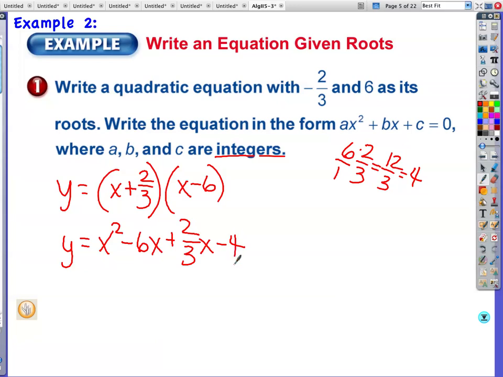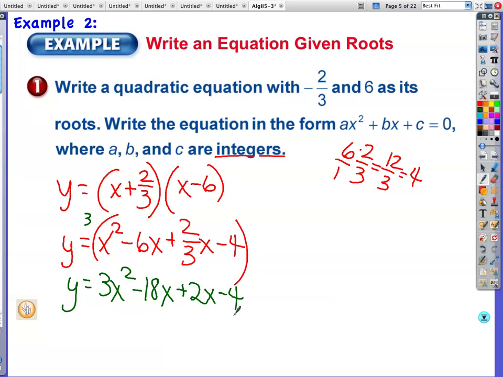Ooh, you know what I'm going to do even before? I think technically I should probably add this to this, but you know what we're going to do? Let's take the entire equation. I think this will be easier for you. Let's take the whole thing times 3. Get rid of that fraction, because remember, we have to have the values be integers. So this is 3 times everything. Y equals 3x squared minus 18x plus 2x minus 4. So y equals 3x squared, combine like terms, negative 16x minus 4. And we have a, b, and c are all going to be integers.